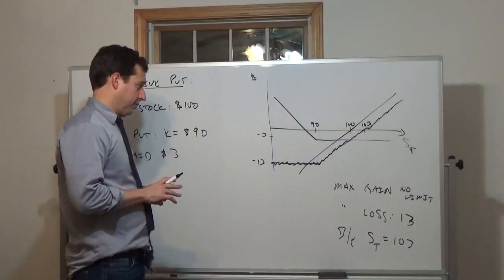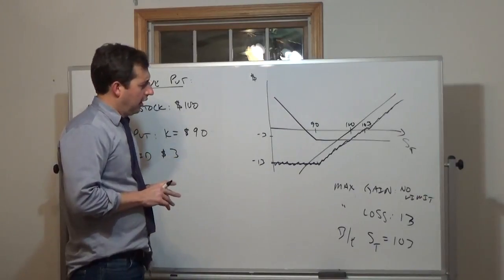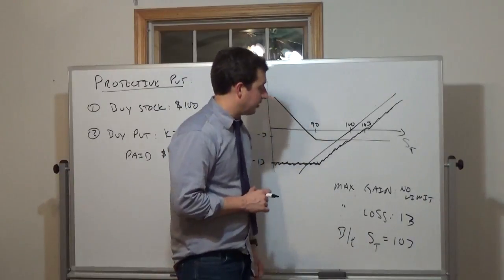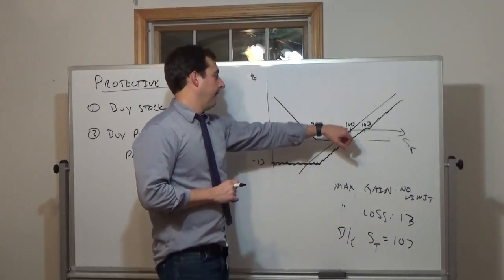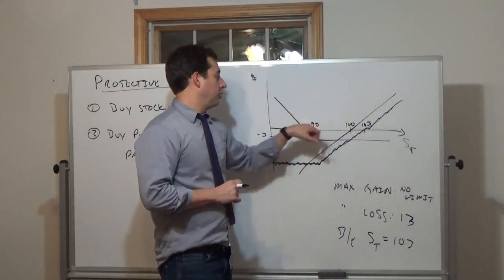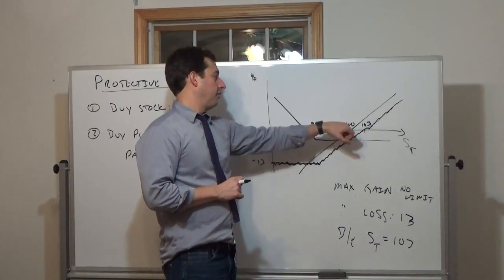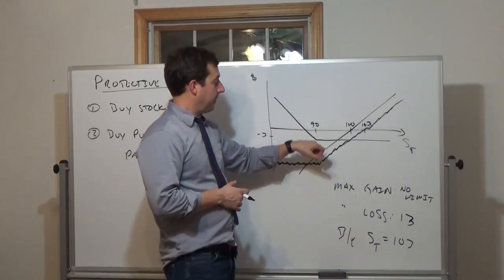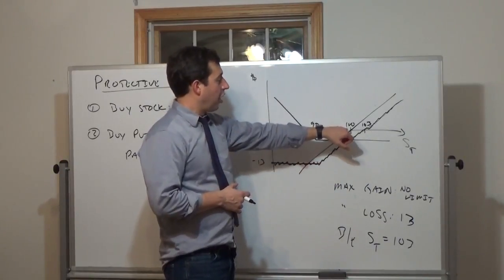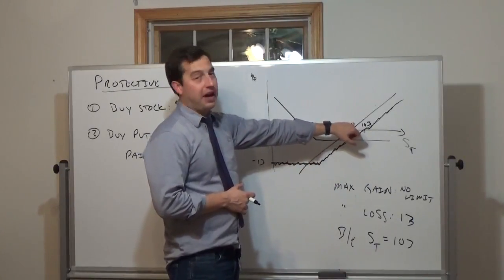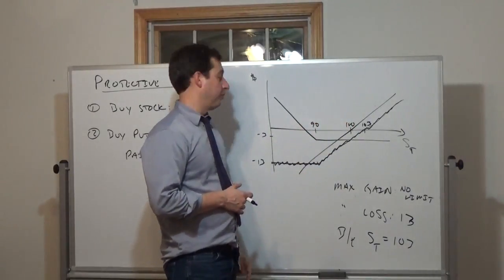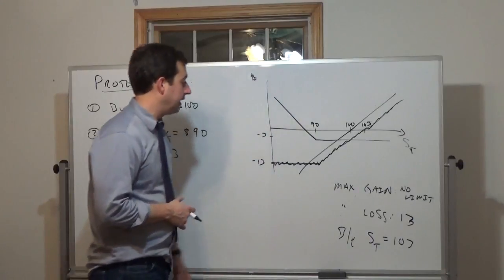So this is the protective put position. Keep in mind, without doing this chart, you can always get your max loss by simply saying, okay, I'm going to lose until the strike price of the put. So here I'm losing $10, and then I lose the price of the put at 90. So you can always get this by just taking the price at which you buy the stock minus the strike price of the put option plus what you paid for the put option. That's an easy way to get the 13.